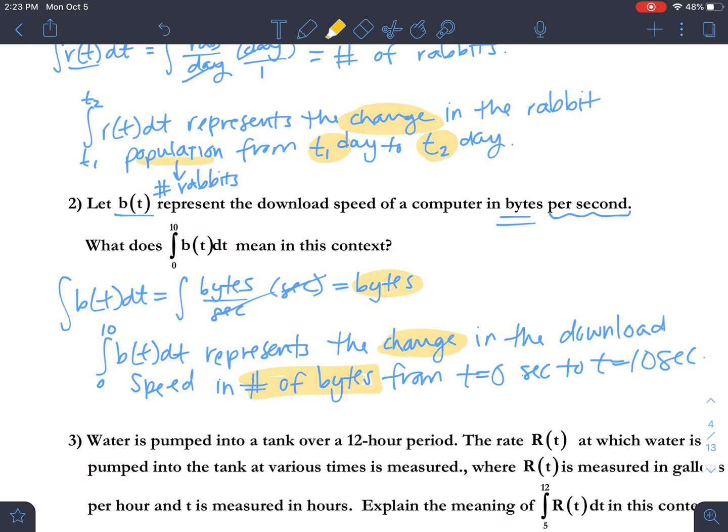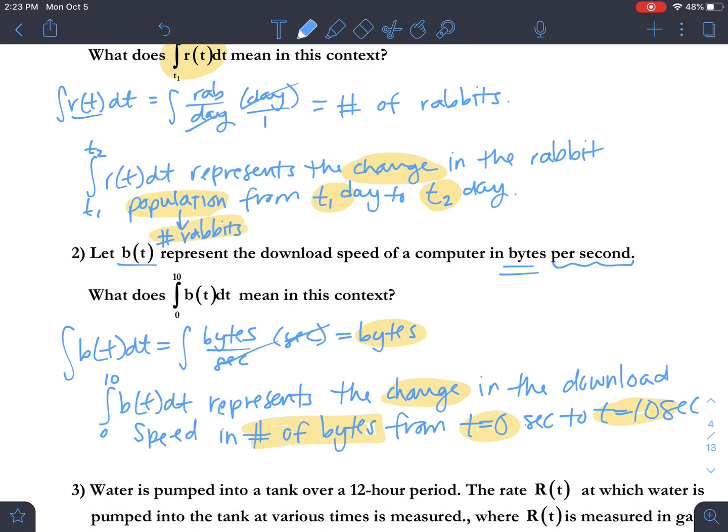Just like up here, it was population of rabbits, number of rabbits. And then we mention from 0 to 10. So if I took a measurement and I said, okay, how many bytes between 0 to 10 seconds? This would be the way to represent that, specifically this. Same with rabbits. All right, how many rabbits happened between these 2 days?